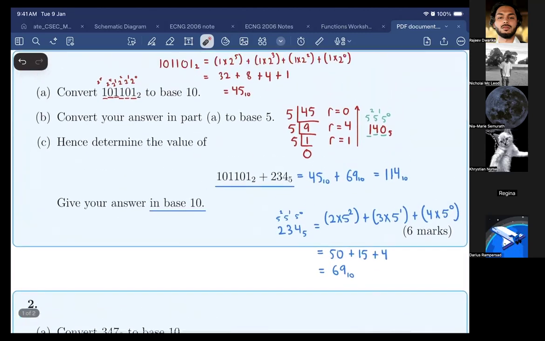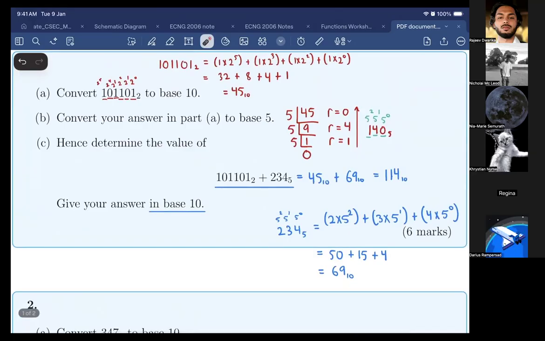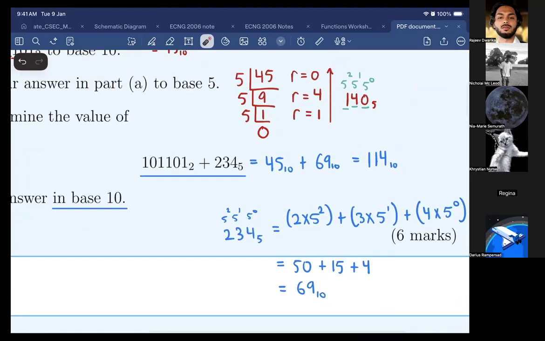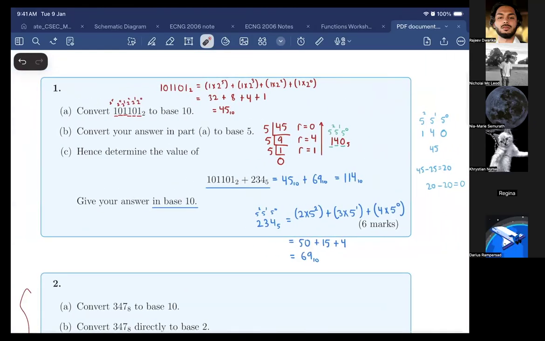What if you wanted to convert base 5 to base 10? The exact same procedure. The 4 is in the place value 5 to the power 0. The 3 is in the place value 5 to the power 1. And the 2 is in the place value 5 to the power 2. So, all you understand that? Yes or no? Yes, sir.